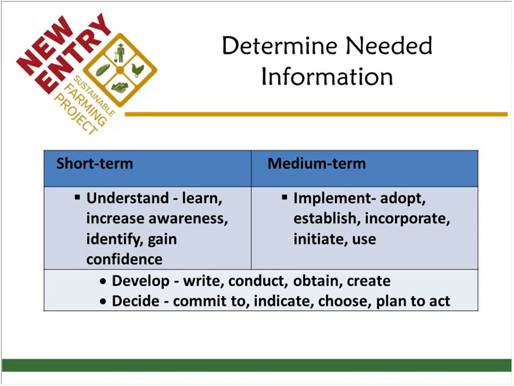And here's thinking about the short-term and medium-term in terms of the RVS system's suggested indicator language. So understanding, again, is generally a short-term outcome. Implementing, such as starting a farm, maybe creating a new enterprise on a farm, would be considered medium-term. And then anything around developing and deciding could potentially go either way depending on what it is.